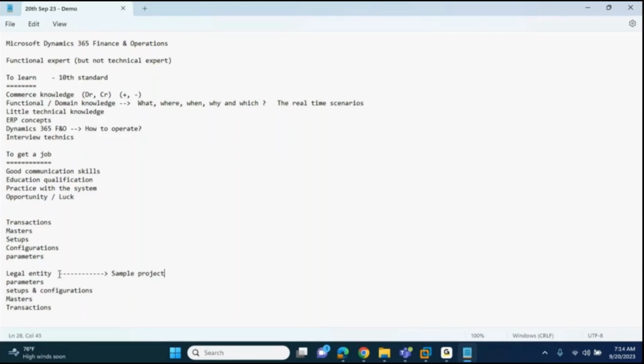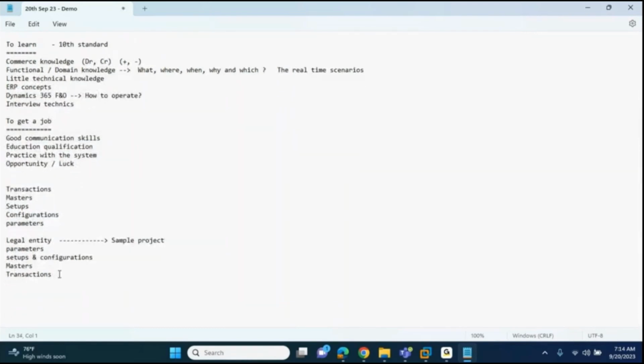This sample project I will show you one time. You need to practice a minimum of 20 to 25 times. At least 25 times you need to do it. After 1 month, I will create a new company. You need to do this company creation process every day.